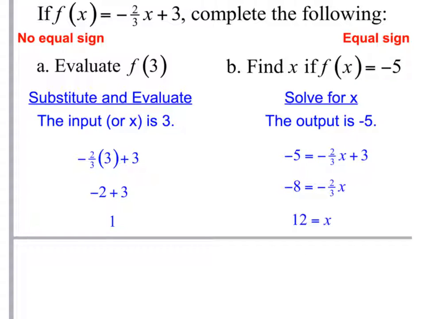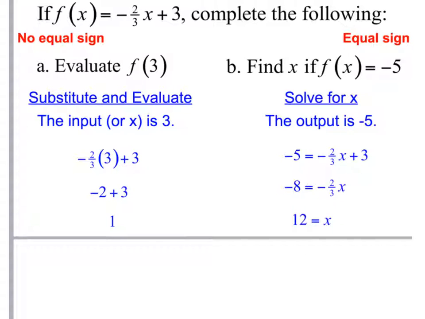So take a look at this. The fraction one. We have -2/3 x plus 3. And what we're going to do is we're going to evaluate f of 3. What does that mean? Substitute and evaluate. So everywhere we see an x, we're going to drop in a 3. So -2/3 times 3. Then we add 3. This gives us -2 plus 3, which gives us 1.